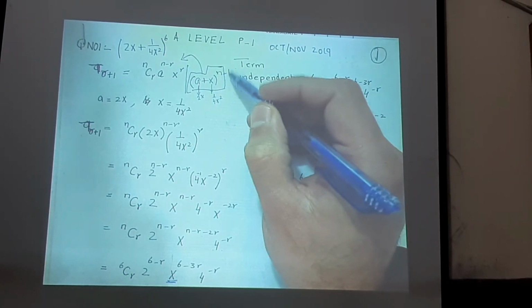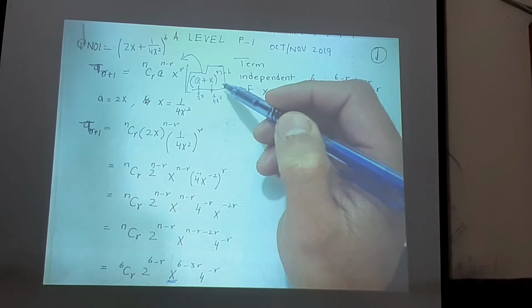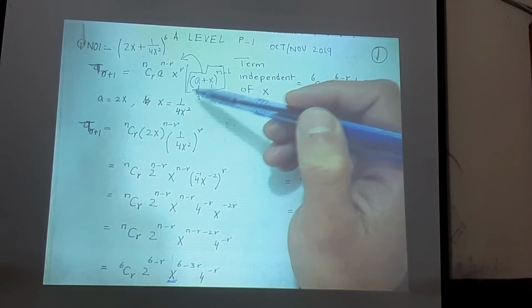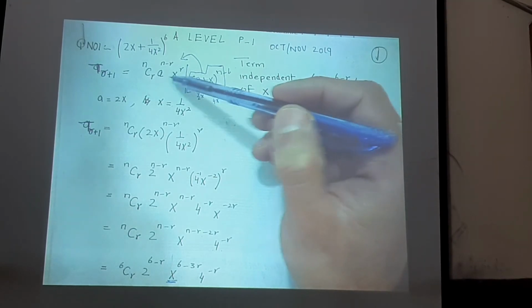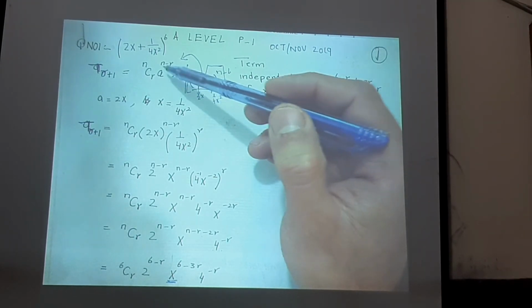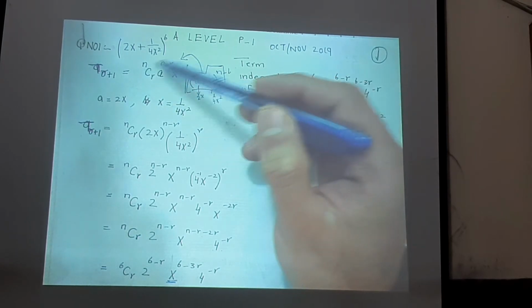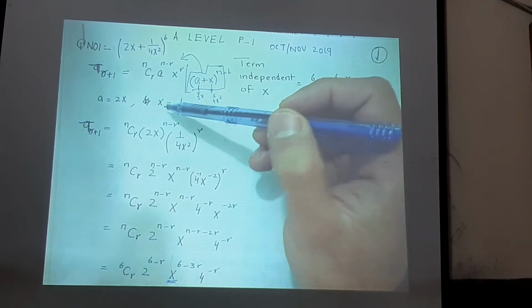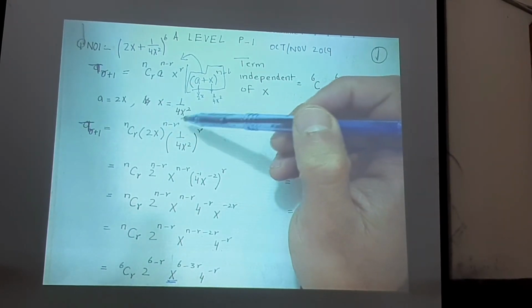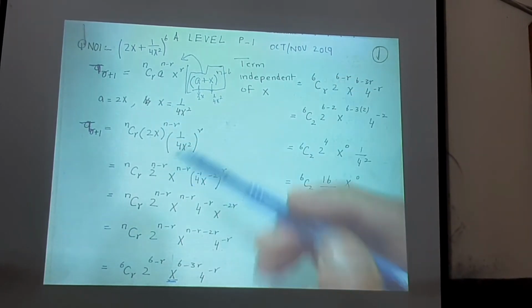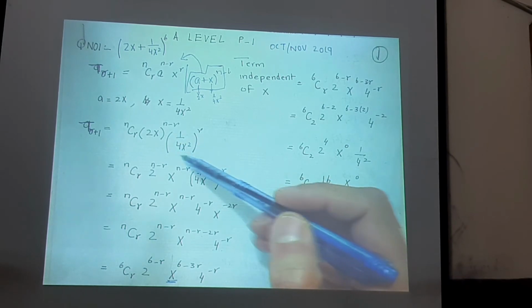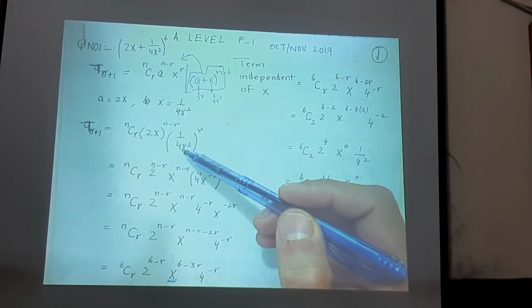So the conditions are here. I have just explained them. Now I am going to replace the value of a, x, and n in the formula of the general term. So a is 2x, as I have explained. x is 1 over 4x². So the formula for the general term is this one, and in place of a I have inserted 2x, in place of x I have inserted 1/(4x²).